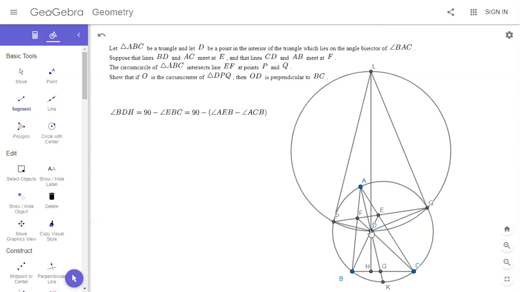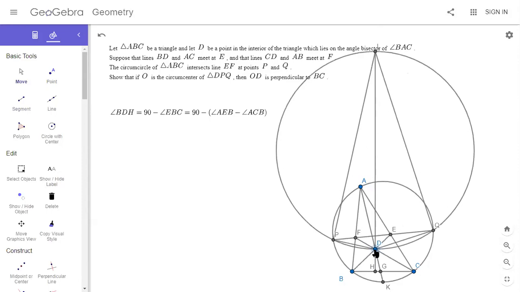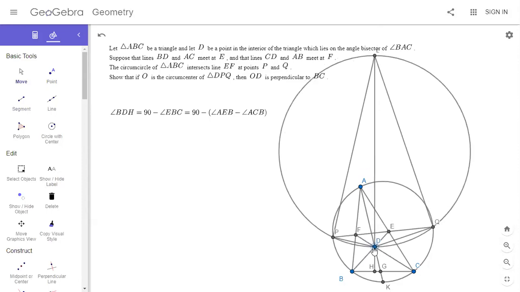Oh, no, that's not necessarily true. Yeah. No, that would be true if B is the center. No, you're right, Timo. They're not necessarily tangent. That's my bad.